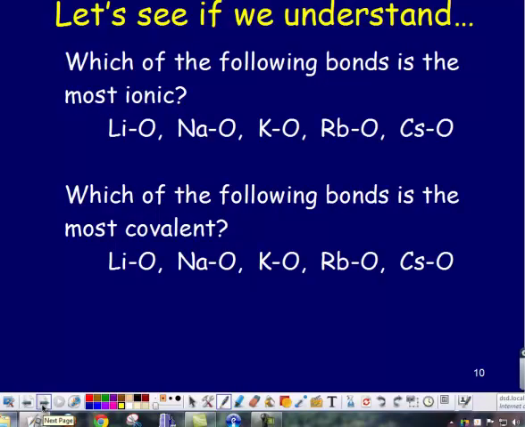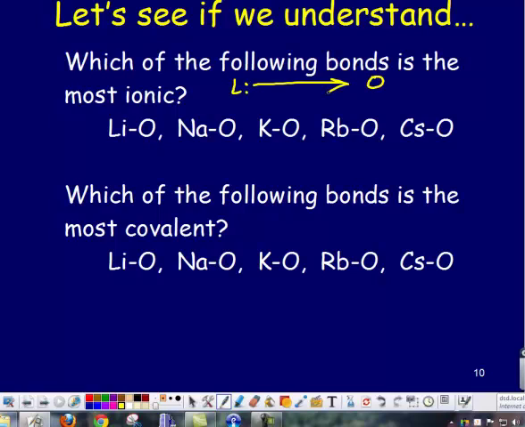All right. Do we understand this? All right, so which of the following bonds is the most ionic? Now, they're all considered primarily ionic bonds because they're metals and nonmetals. You can see I have lithium in the first column, and going right down the first column, lithium, sodium, potassium, rubidium, cesium. They are all bonded to oxygen. Now, according to the trend, and we could start with lithium and oxygen, lithium is in the same row as oxygen. And lithium is over here, oxygen's way over here.